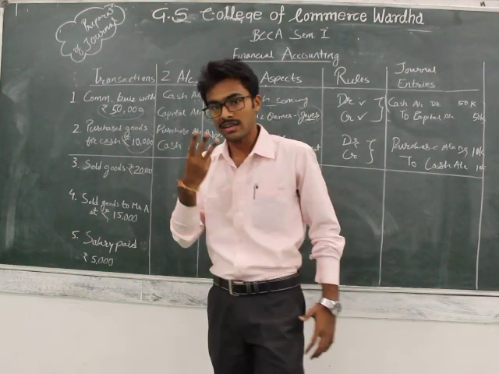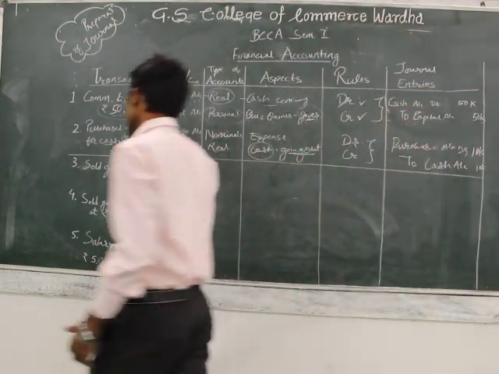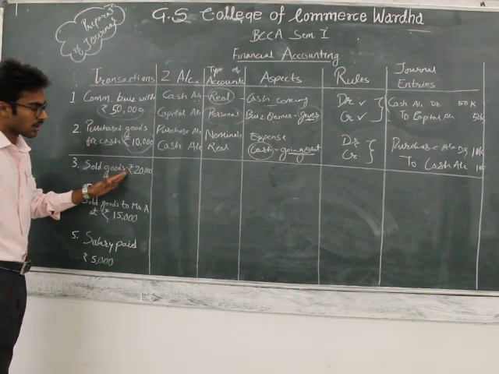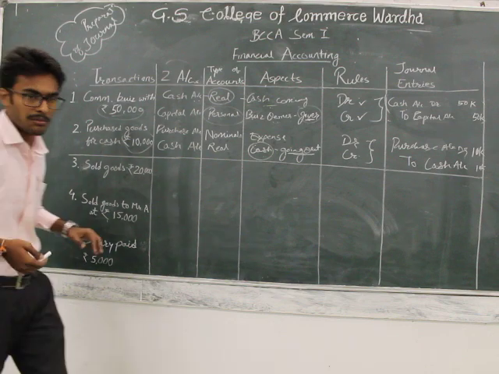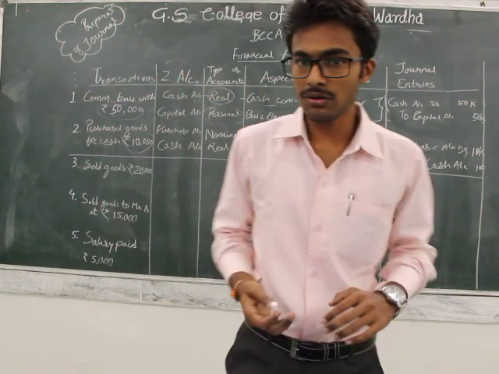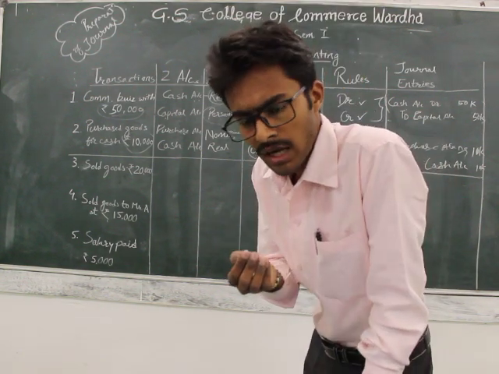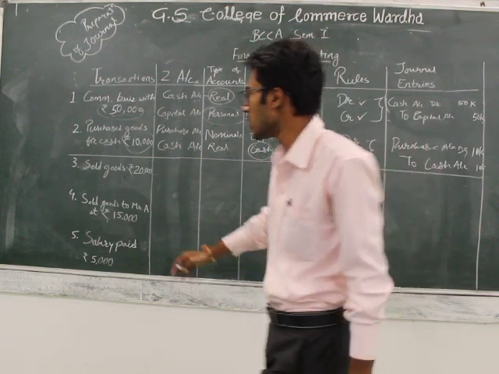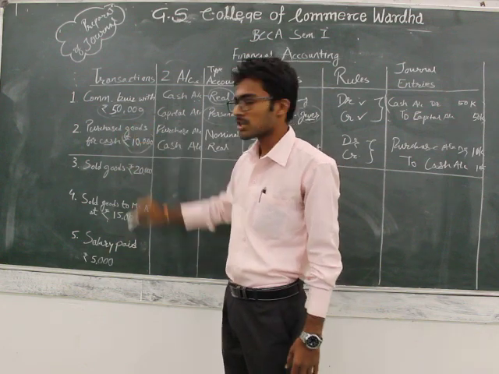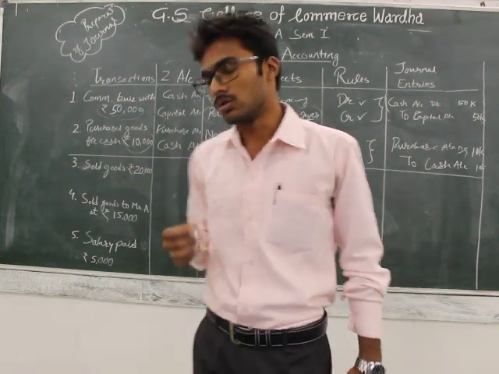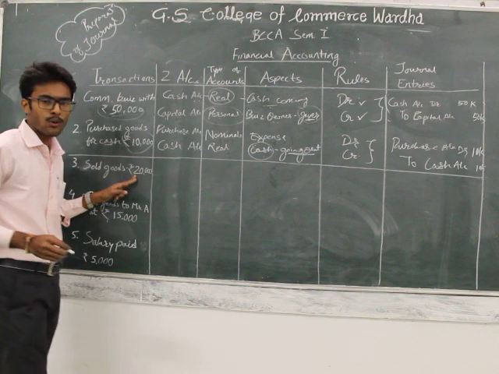Let us have the third transaction, the new one, and the first transaction for this video: sold goods for rupees 20,000. Here we purchased goods; now we are selling goods because this is our operational duty. Operational duty means we have to do some kind of activities to earn income. Here we are purchasing kirana and selling kirana. Now the time has come to sell the goods, selling at rupees 20,000.